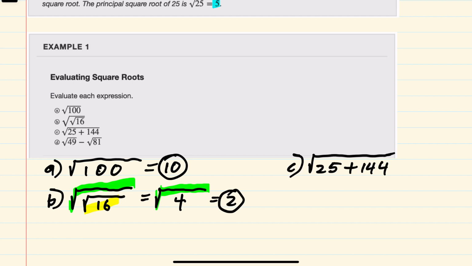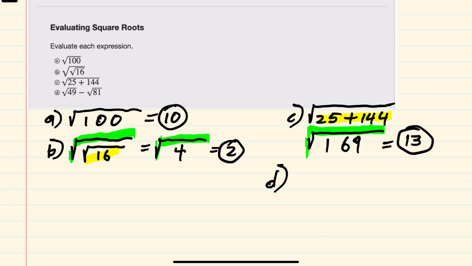For C, we have, again, a larger radical with 25 plus 144 inside that radical. And again, we have to work from the inside out. So we would first do the addition. 25 plus 144 would be 169. And now we can ask what number times itself is 169. And 13 times itself is 169, so that square root is 13.